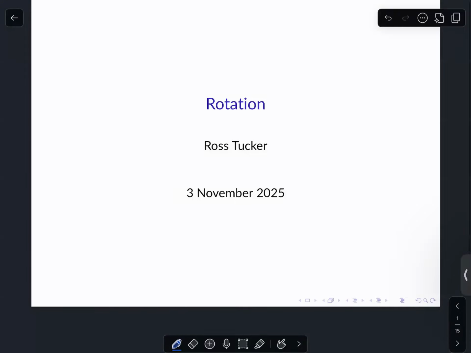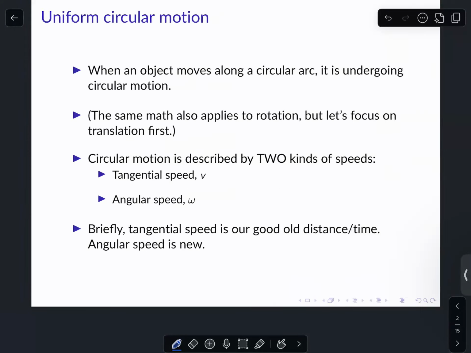Okay, let's go into rotation. First off, let me admit that when I say rotation, I actually mean two things: circular motion and spin. Rotation properly is just talking about spinning. I'm sort of abusing terminology here. Here's rotating, and here's moving in a circle. Here's circular motion, right?